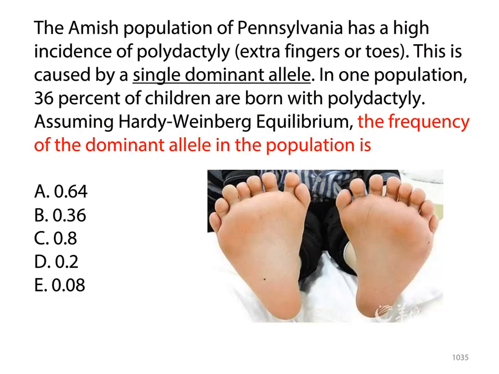Once again, we have another problem here for you guys to work through. The Amish population has a high incidence of polydactyly, caused by a single dominant allele. In one population, 36% were born with this. If you assume Hardy-Weinberg, the frequency of the dominant allele in the population is what? Stop lecture, work through this.